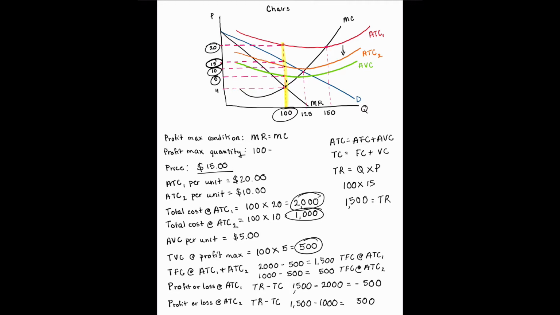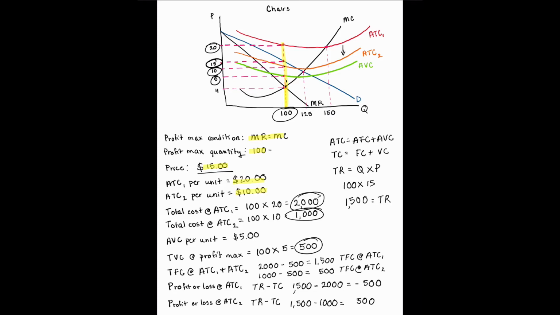Let me quickly mark our answers in yellow highlighter so we can see. Our profit maximizing condition is MR equals MC. Then we've got our profit maximizing quantity, which is 100 chairs, my bad. And then we have our price, which we used the demand curve to find, $15. ATC per unit using ATC1 is $20. ATC per unit using ATC2 is $10.